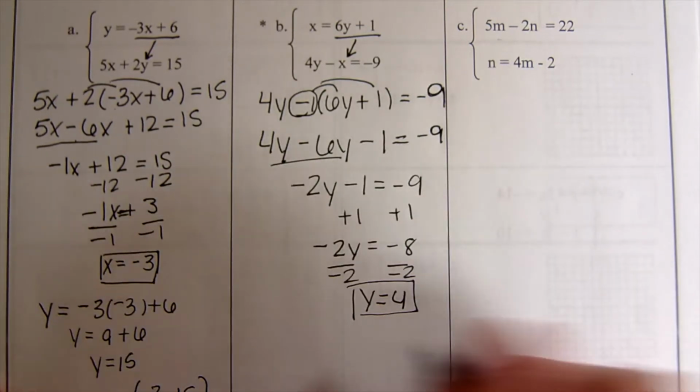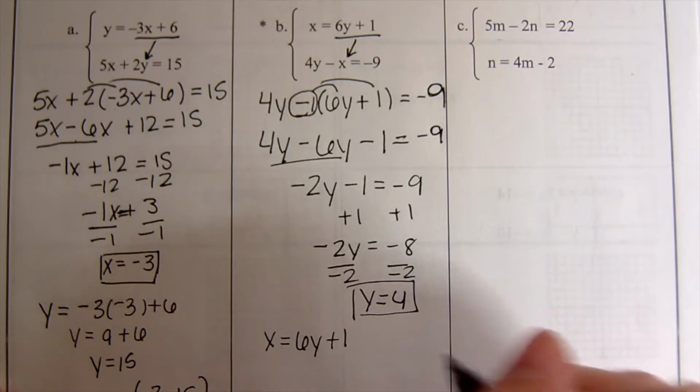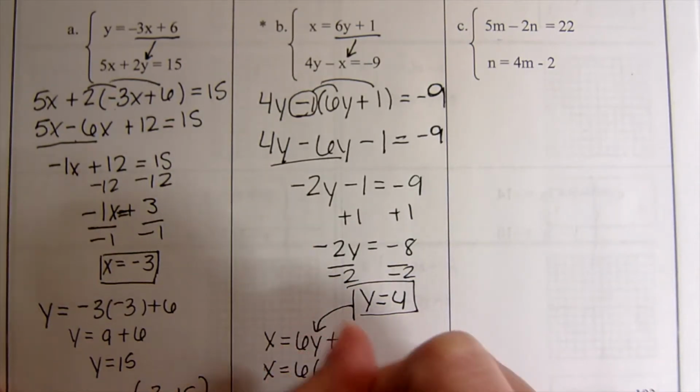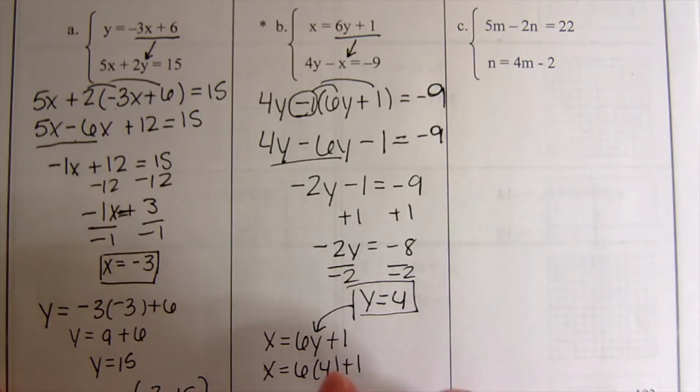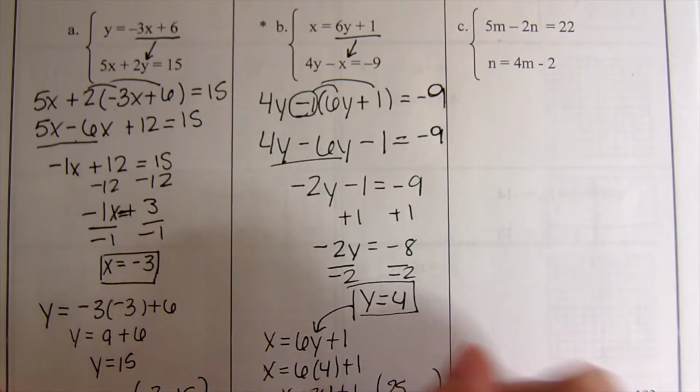And then plug that back in. So x equals 6y plus 1. Plug that in for 4. So x equals 6 times 4 plus 1. So 24 plus 1 is 25. So your ordered pair should be what? 25, 4.